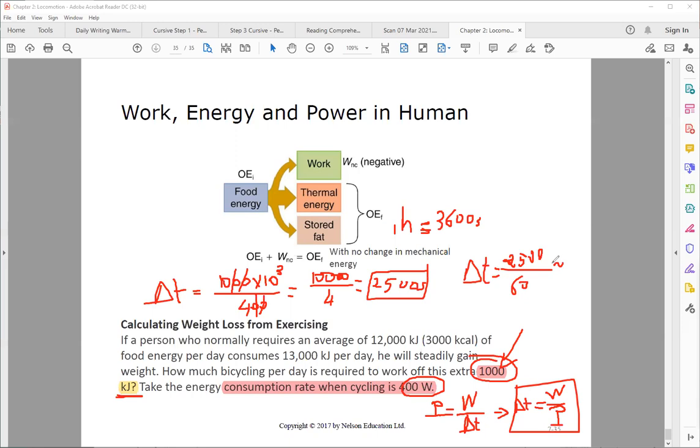We're not going to argue about seconds. So it's about 42 minutes. So 42 minutes of training then are required to burn this 1,000 kilojoules, okay? Right, so that's all for chapter 7.